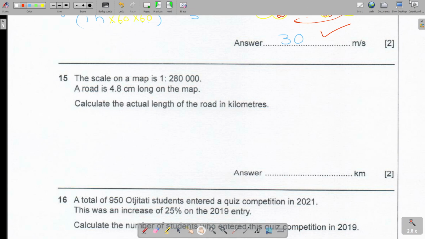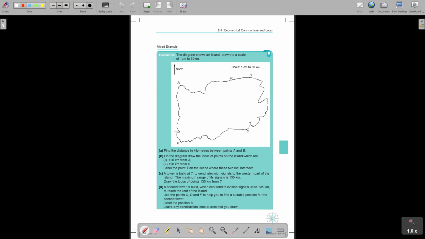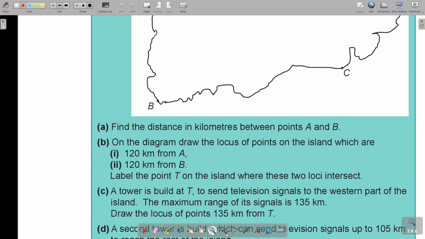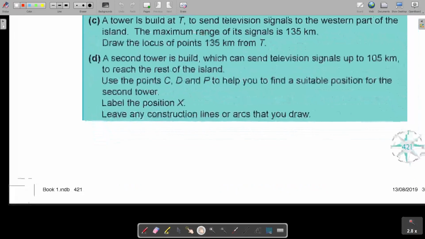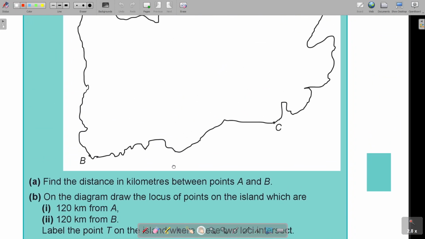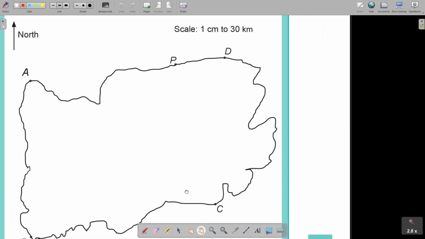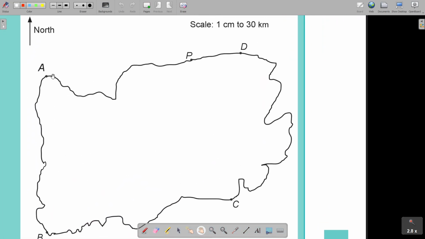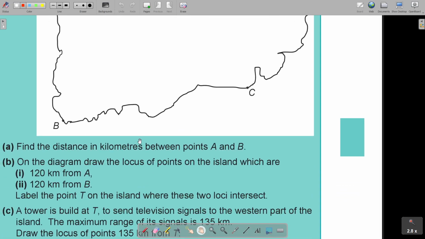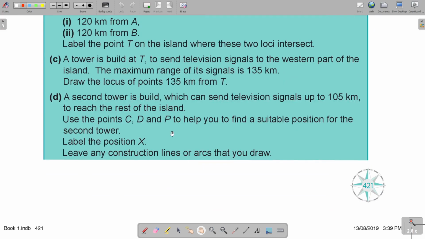So I'm just going to take you a few places. It's very basic, but maybe things which I just want you to mention here. I want to show you where I used it in the textbook. So find the distance in kilometers between point A and B. So you would have just measured it with a ruler. I'll show you where they use it. I'll show you now the method.